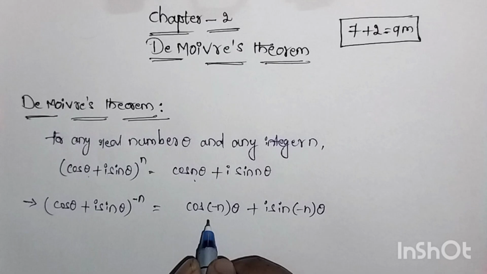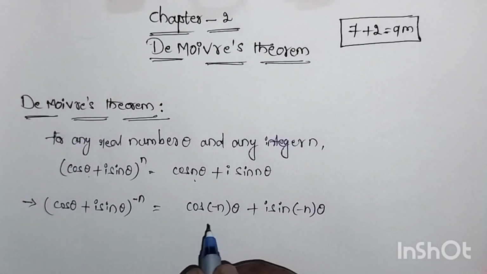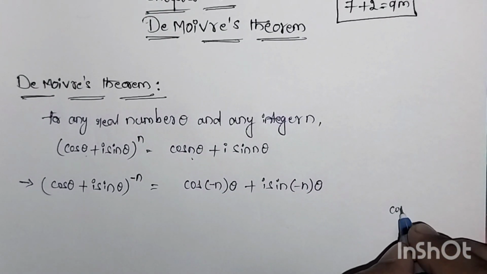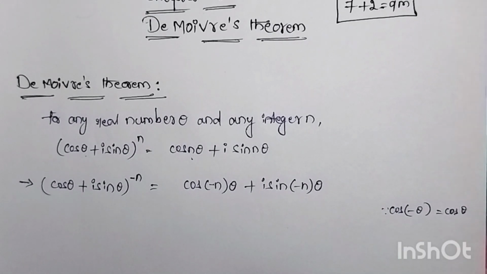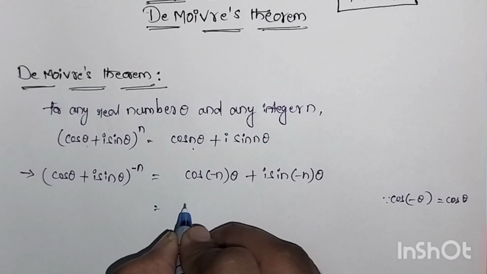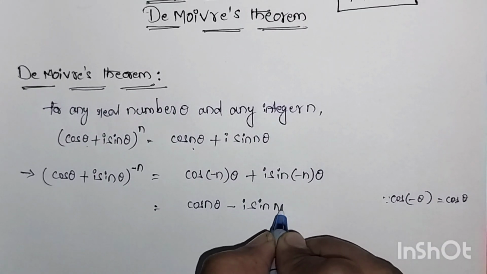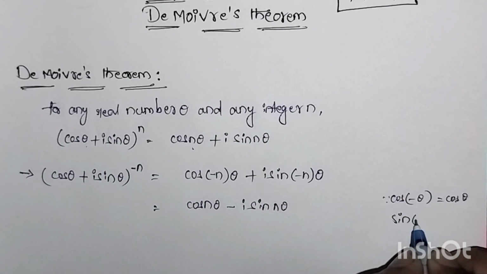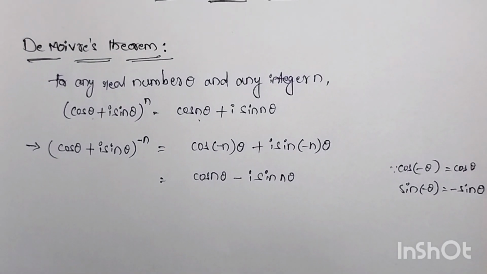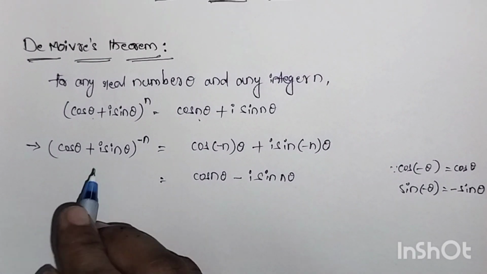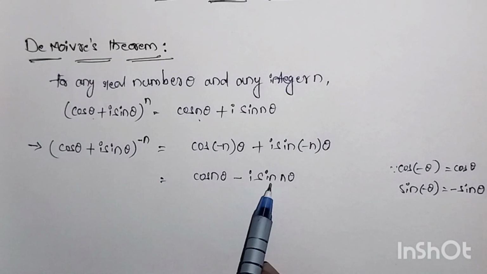Here cos of minus theta means again cos theta. Cos minus theta is equal to cos theta. That equals cos n theta minus i sin n theta, since sin of minus n theta gives minus sin n theta again. So (cos theta plus i sin theta) whole to the power minus n equals cos n theta minus i sin n theta.